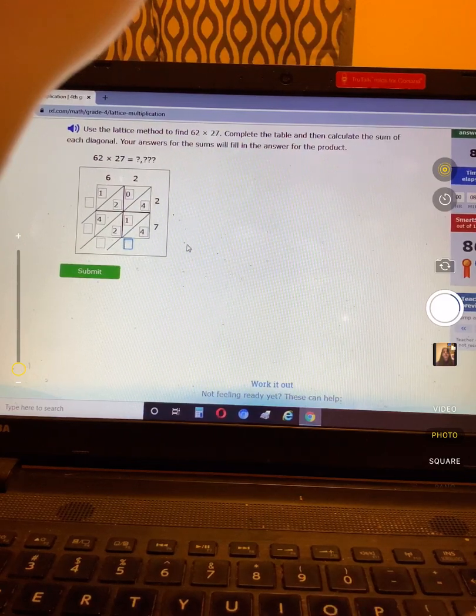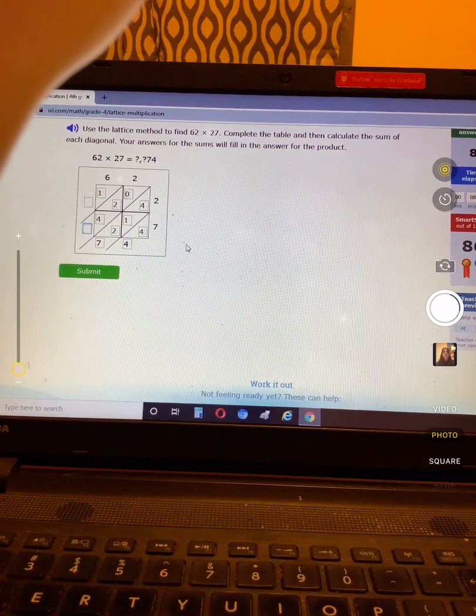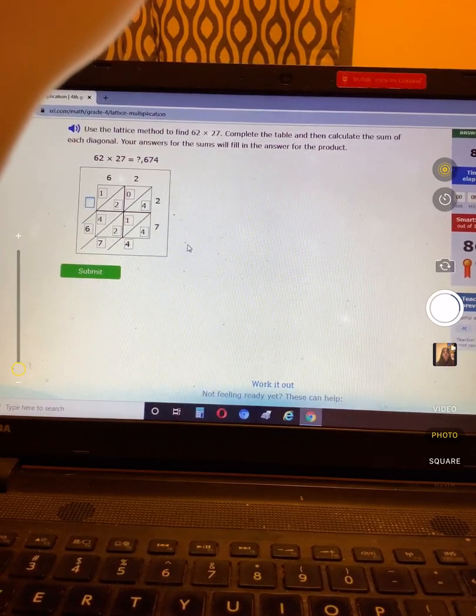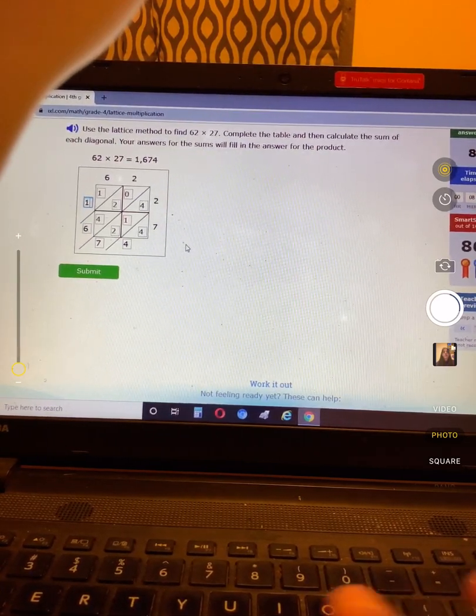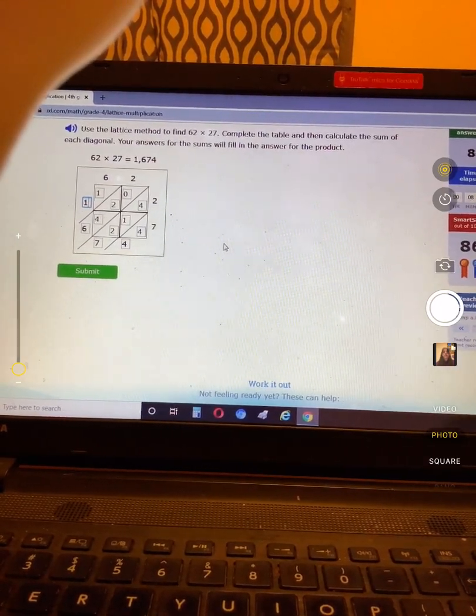So now we do our adding. 4 plus nothing is 4. 4 plus 1 plus 2 is 7. 4 plus 2 is 6. And then that would be 1. 62 times 27 equals 1,674.